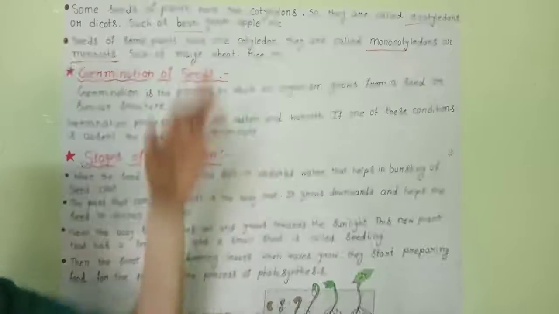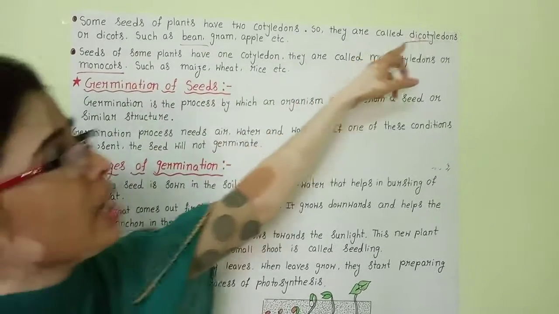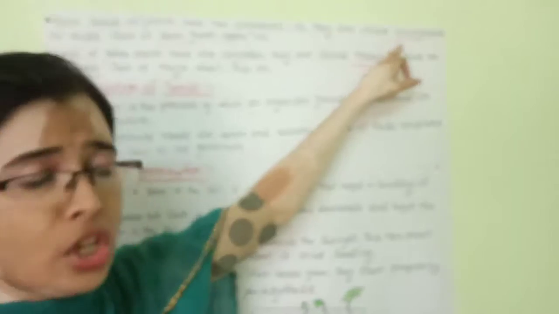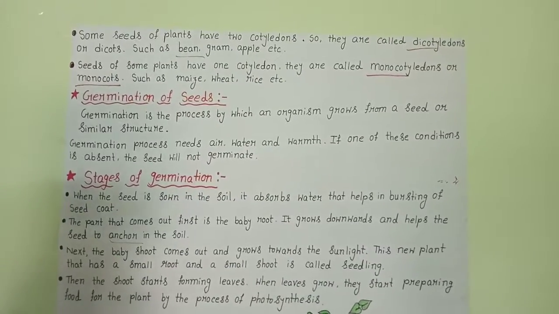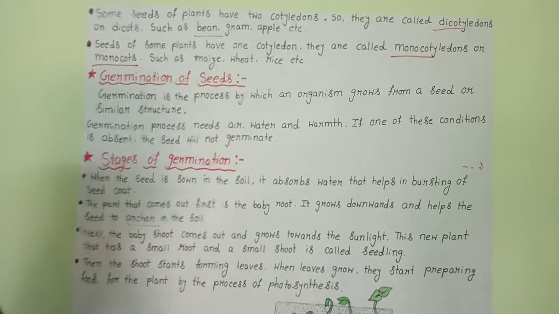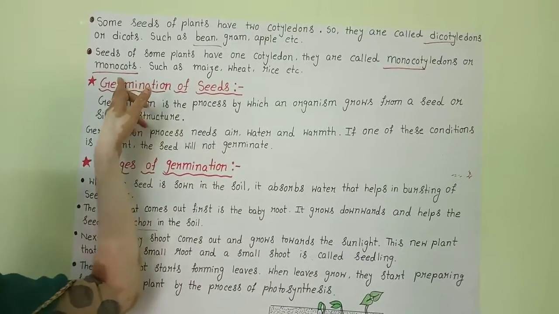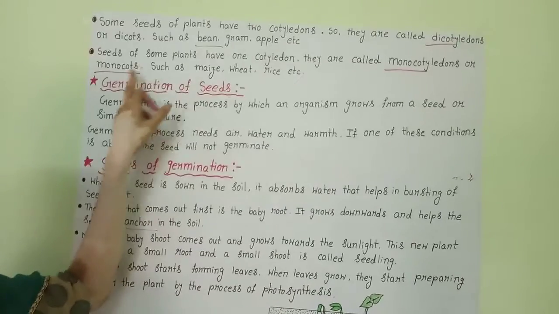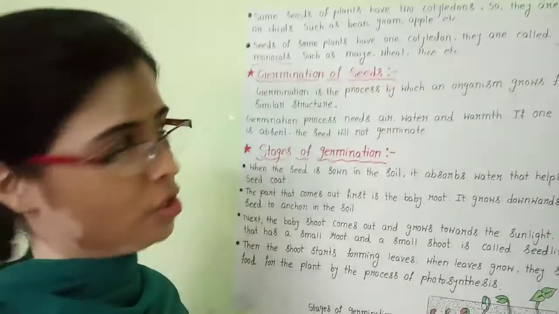Some seeds have two cotyledons. They are called dicotyledons or dicots. Di means double or two. Two cotyledons are there, that's why dicotyledons, such as bean, gram, apple, etc. Some seeds of plants have one cotyledon, and these are called monocotyledons or monocots. Mono means one, that's why monocotyledons, such as maize, wheat, rice, etc. They are called monocotyledon seeds.